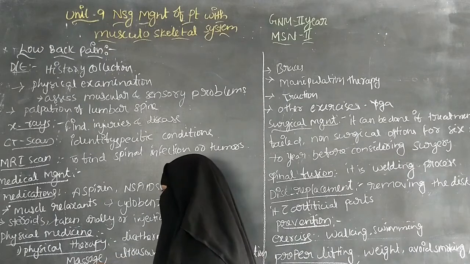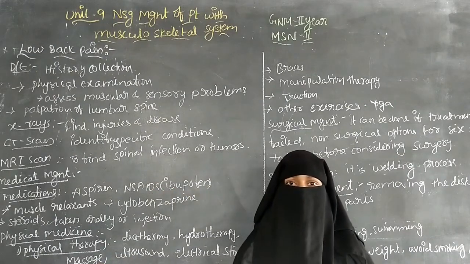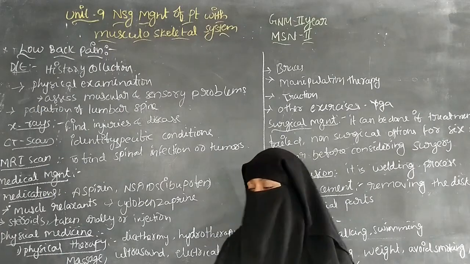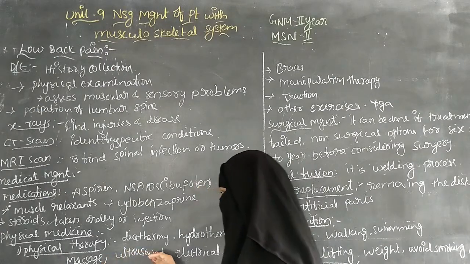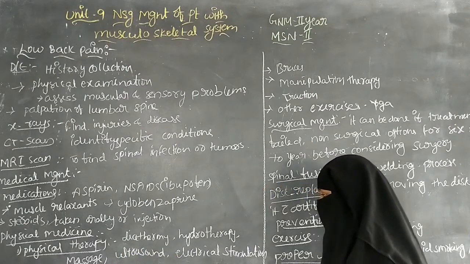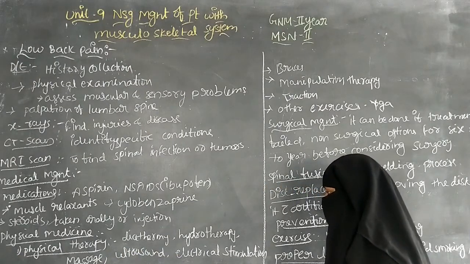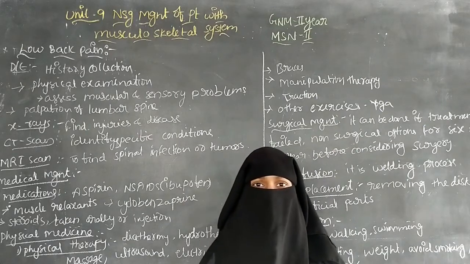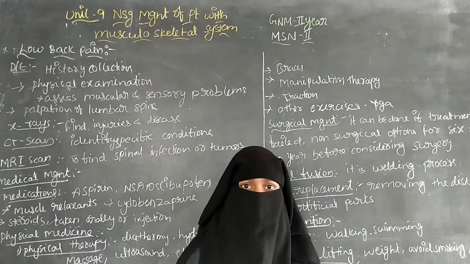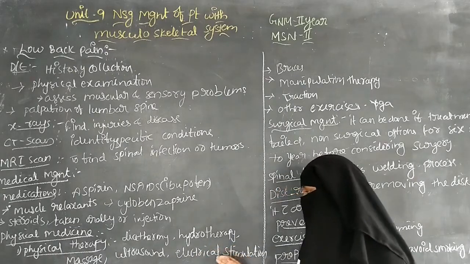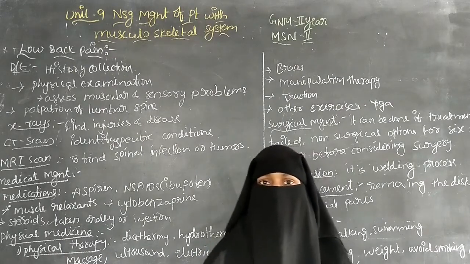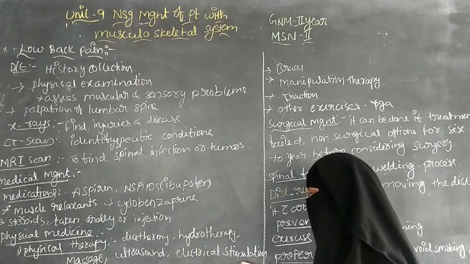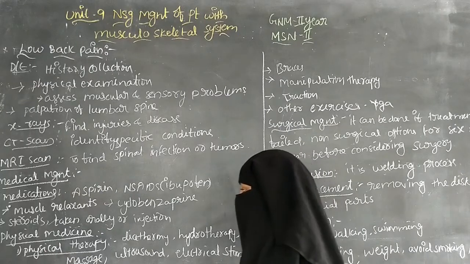And next one is massage. By massage we can get relief from the pain, and muscle spasm can be reduced by the massage. And next one is ultrasound and electrical stimulation. In electrical stimulation, electrodes are placed on the back and electrical stimulation is passed through the electrodes, so it can relieve the pain.